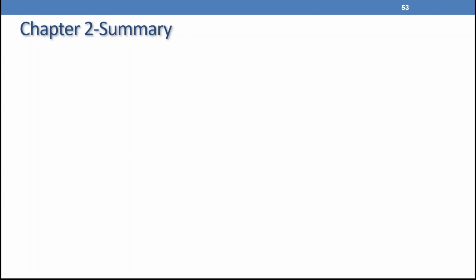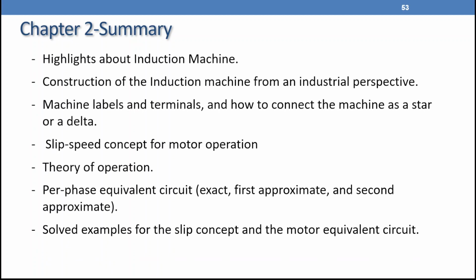Let us summarize chapter 2. We delivered this chapter in 4 videos. In this chapter, we offered highlights about induction machines. We explained the construction of induction machines from an industrial perspective. We explained the machine labels and terminals and how to connect the machine as a star or delta. Also, we looked at the slip speed concept for the motor operation. We explained the theory of operation in detail, and from the theory of operation, we deduced the equivalent circuits: exact, first approximate, and second approximate. We ended this chapter with some examples about the slip concept and motor equivalent circuit.